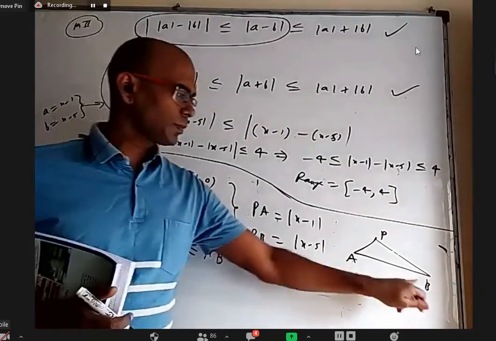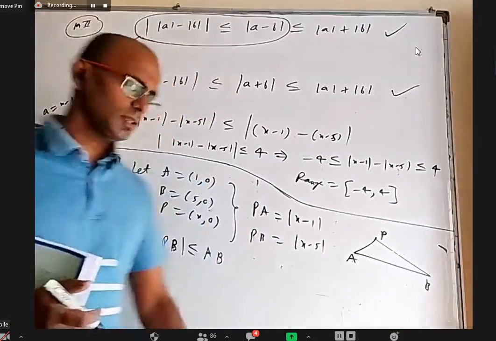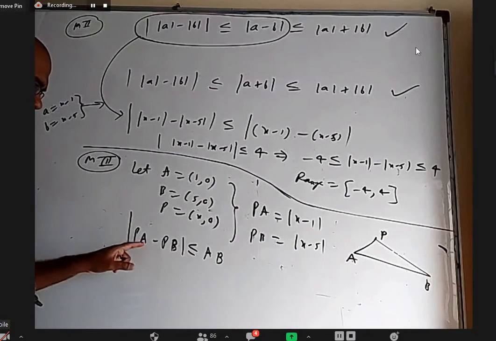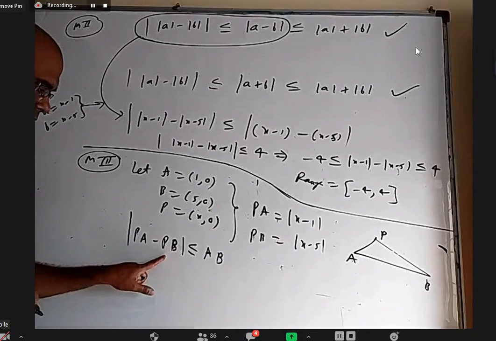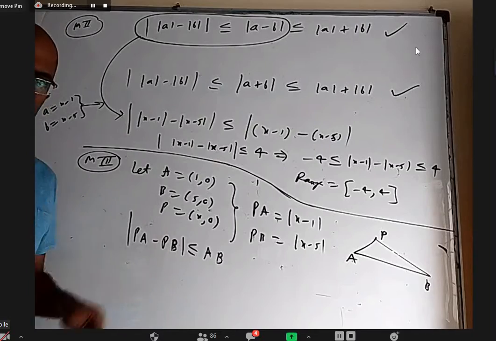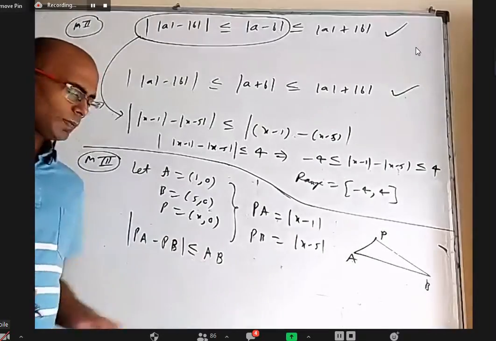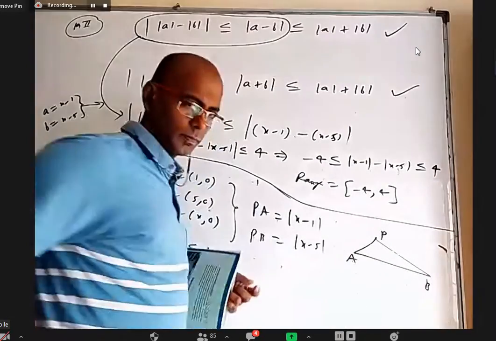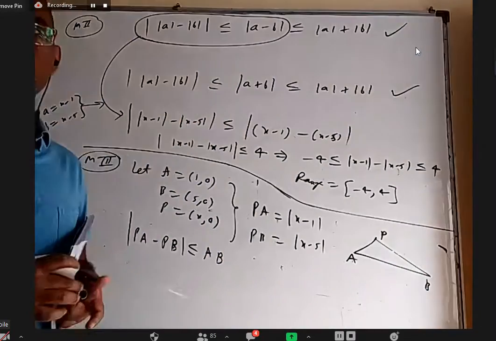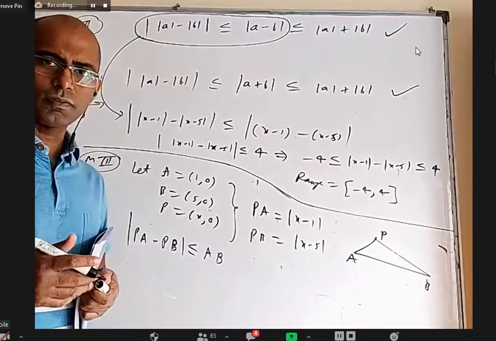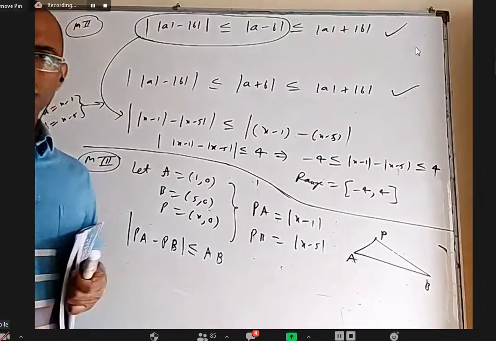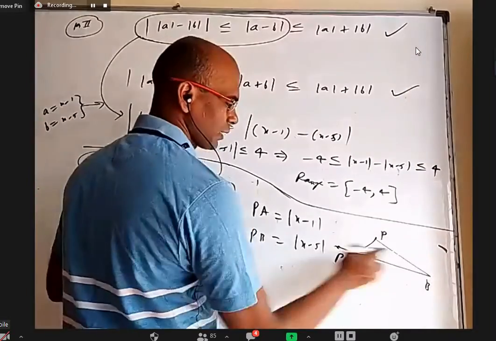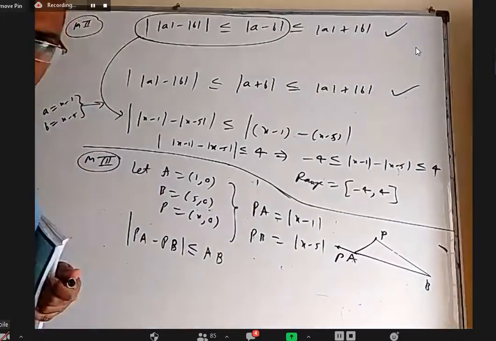If I take A here, B here, I take P anywhere in the space, PA minus PB, it should be less than the distance between A and B. I kept a mod because I don't know which one is greater. That should be less than or equal to AB. One may say it is only less than AB. Why are you writing equal to? If P is collinear with AB, then PA minus PB can be equal to AB, but can never be more than AB. If P is somewhere here, PA minus PB will be AB itself when it is collinear.